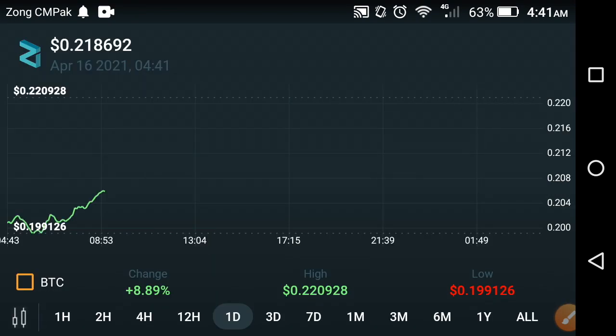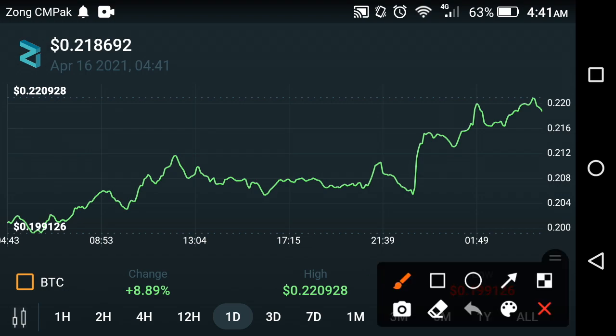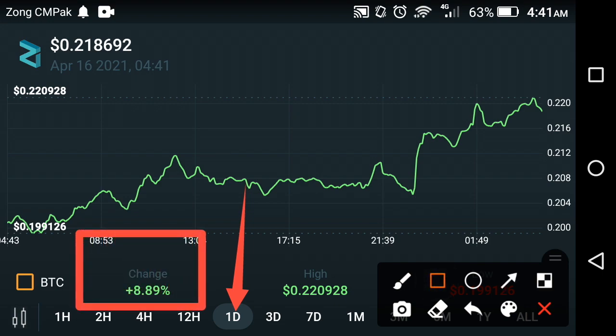Friends, we detect the next target of the coin according to the price predictions of the last one day. As you can see here, the last one day price prediction is on the screen. If we look at the change that occurred in the coin in the last one day, the change is 8.89% in Zilliqa coin in the last one day, friends. And the high price of Zilliqa is about $0.220928 USD in the last one day, friends.